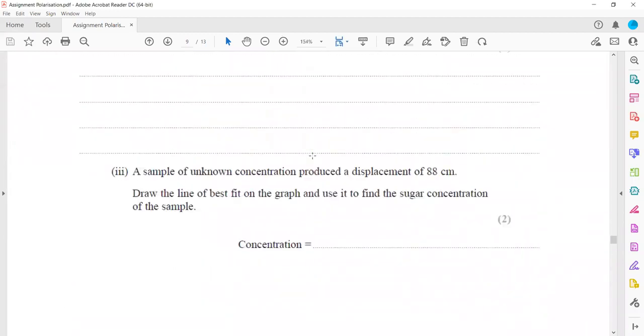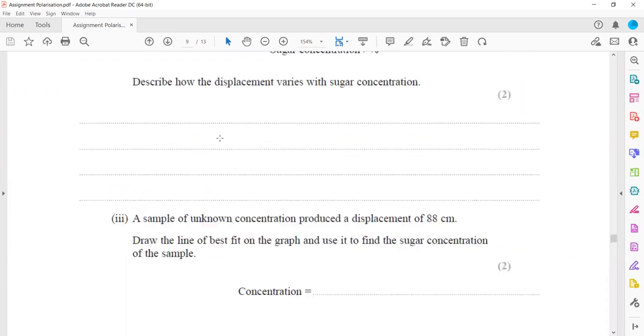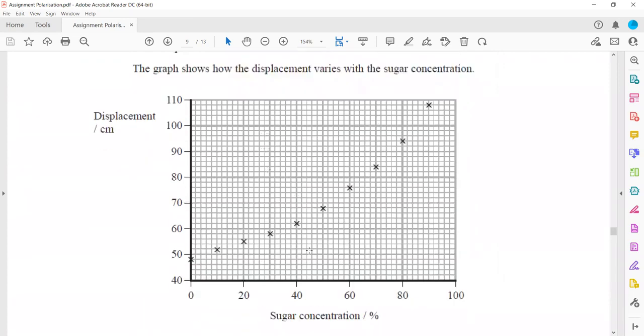Okay. Then a sample of unknown concentration produces a displacement of 88. Draw a line of best fit on the graph and use it to find the sugar concentration. So what we will do, we'll complete this. Line of best fit can be a curve. It's not necessary that it should be a straight line. So we join these points, a freehand drawing will be there. And when it is 88, what is the concentration of the sugar?